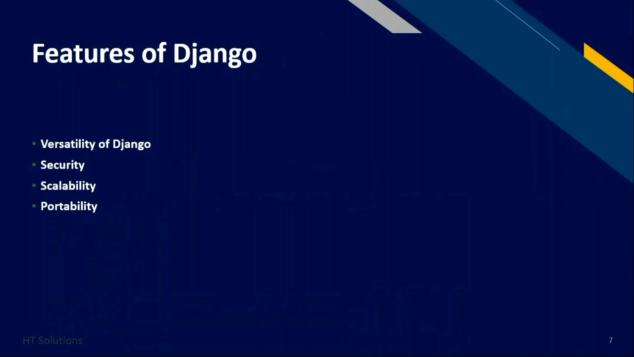And the next feature is portability. All the code of the Django framework is written in Python, which runs on many platforms, which allows Django to run on many platforms such as Linux, Windows, and Mac OS. So these are the common features we have for Django.